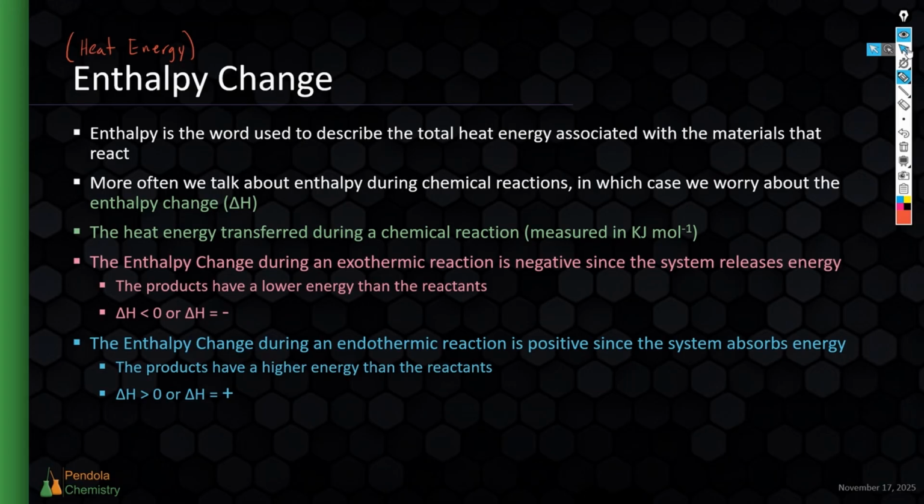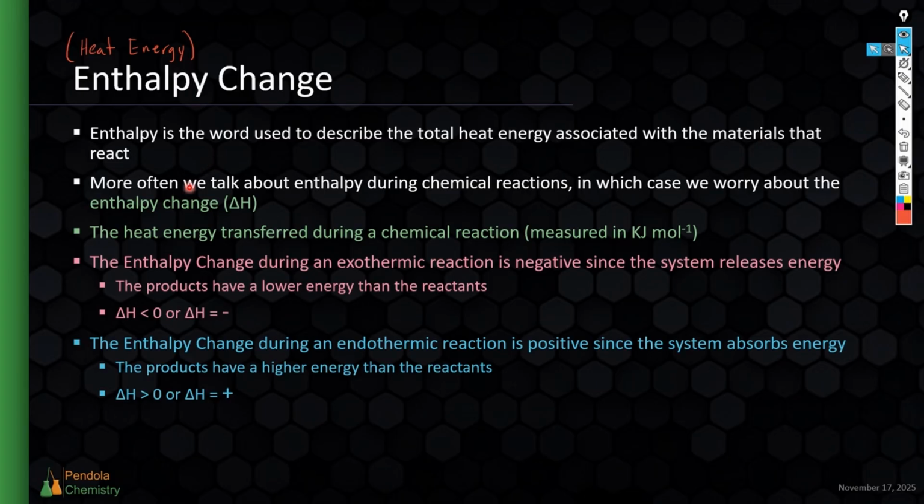So more often than not, instead of talking about enthalpy by itself, we talk about what we call the enthalpy change, delta H. Delta in chemistry, the capital Greek letter delta, which is a triangle, means change, and then H means enthalpy. So delta H means enthalpy change. We usually worry not about just the enthalpy of things, the heat energy of things, but we worry about the heat energy change, enthalpy change, of a process.